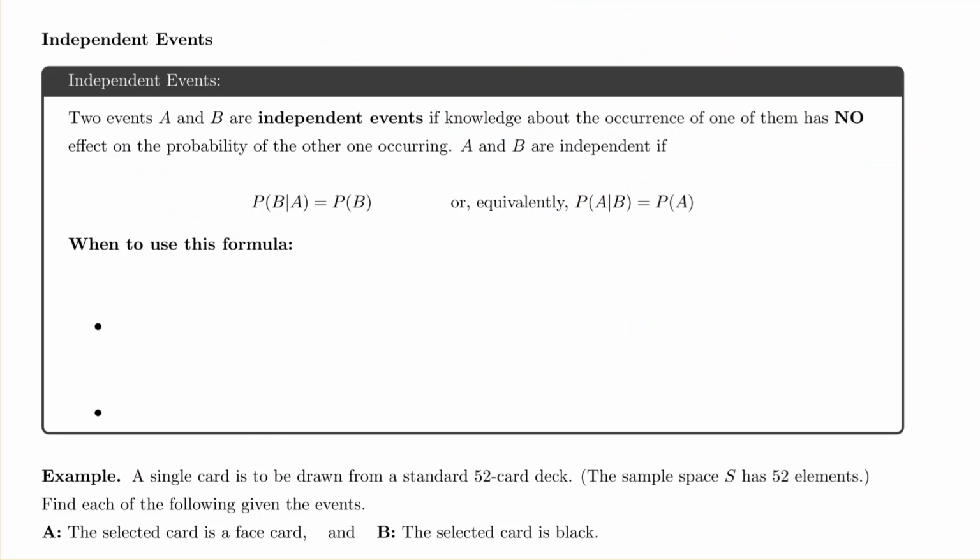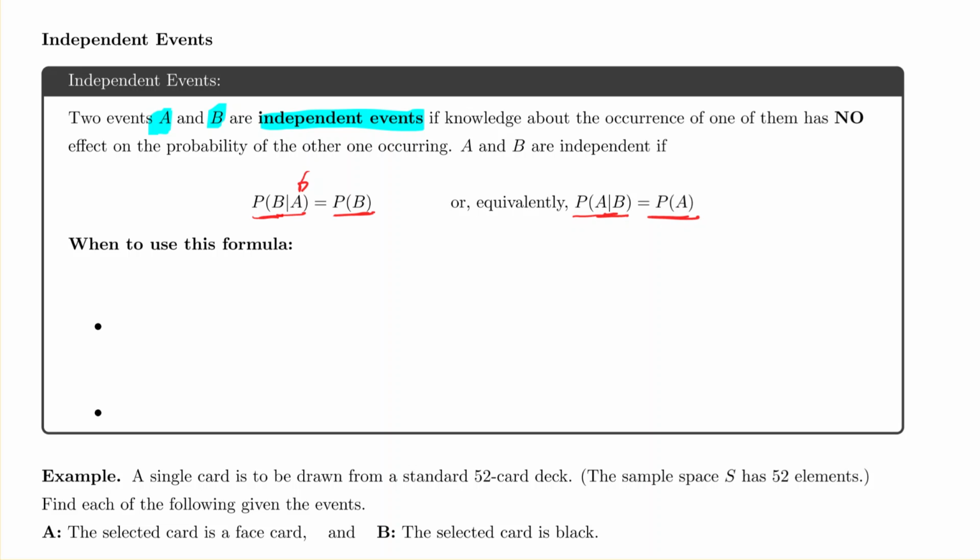Independent events. So 2 events, A and B, are independent events if the knowledge about the occurrence of one of them has no effect on the probability of the other one occurring. So that's the meaning of independence in terms of probability. In terms of formula, that means that probability of B given A is the same as probability of B, because the condition of A does not affect the probability of B. Or we can also say probability of A given B equals probability of A. Same meaning here. This means that the condition of B does not affect the probability of A. So whatever the probability of B is, it does not affect the probability of event A. That's why it's just probability of A.